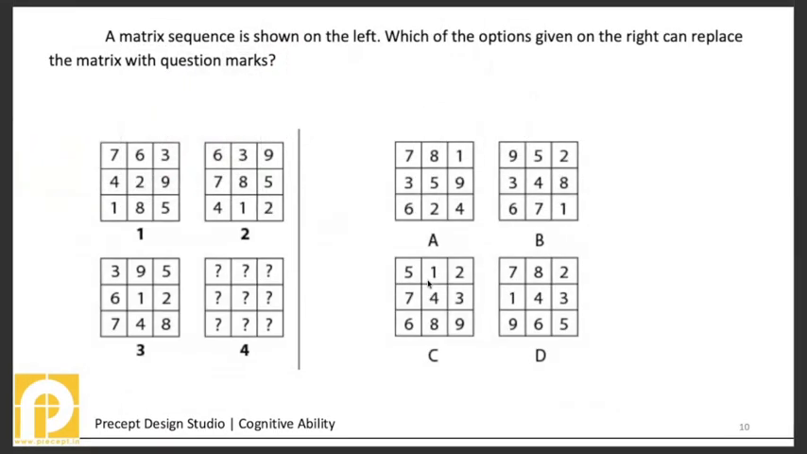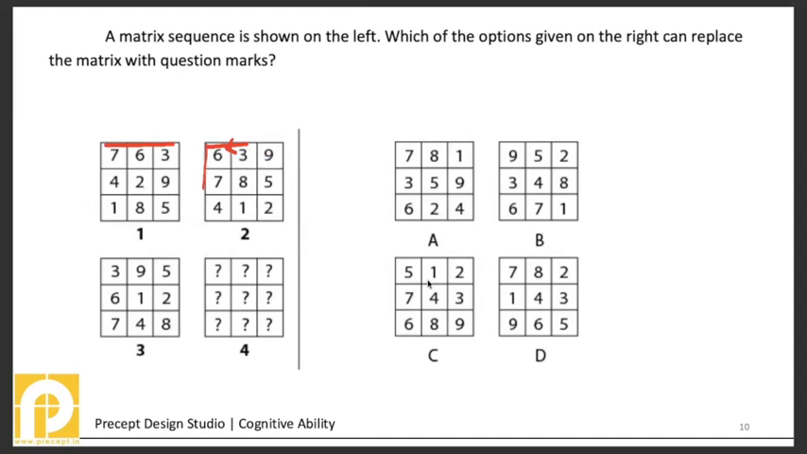A matrix is shown on the left. Which of the options given on the right can replace the matrix with the question mark? Okay, so here we'll identify how the pattern is moving. We'll just look at 3 letters, 7, 6, 3 first. This letter position shifts to this position here. It shifts in this direction by one part.